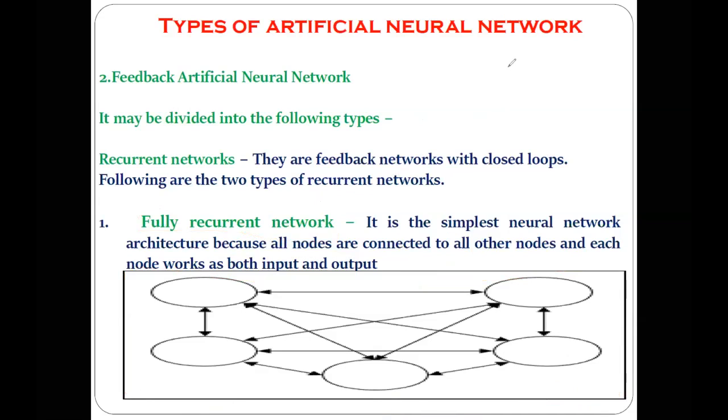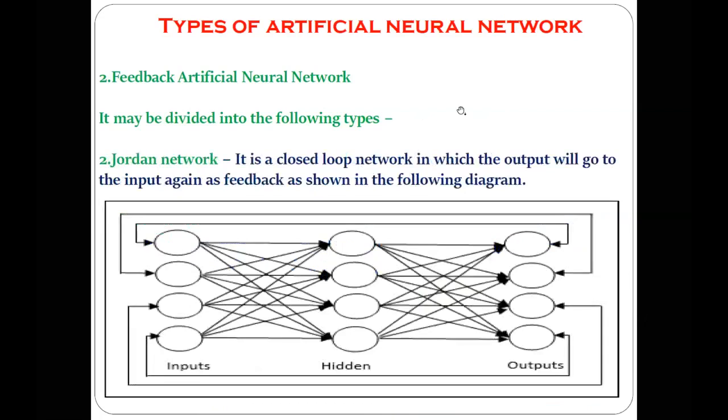Let's move forward to the next type that also comes under the recurrent network, and that is the Jordan network. It is a closed loop network in which the output goes to the input again as feedback, as shown in the figure. Now compare this with our previous diagram.